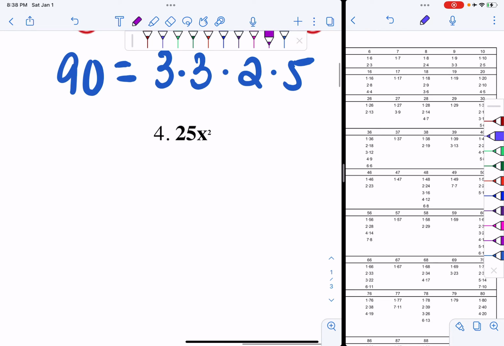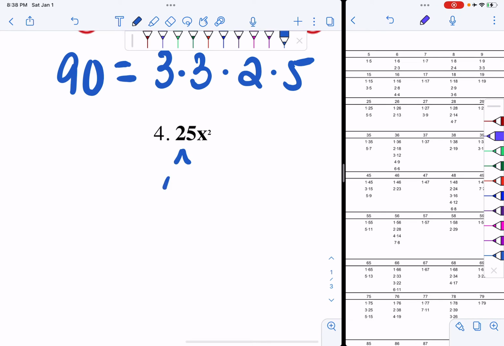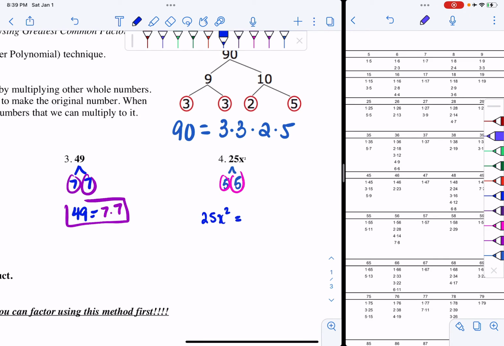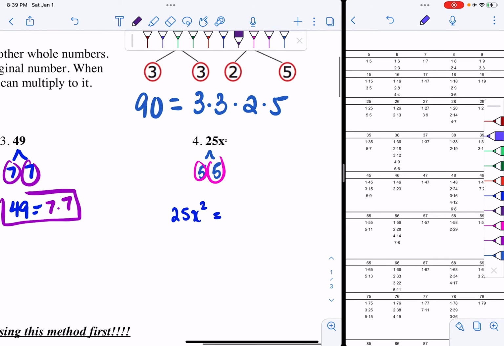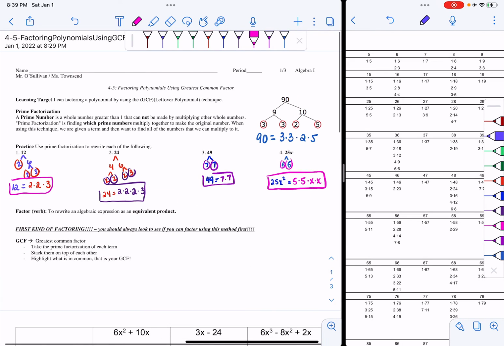Now for number 4, I have 25x squared. Do not worry about the x squared until the very end of the factor problem. So to break apart 25, I could do 5 and 5. And I can't break apart a 5 anymore, so I circle them. So I would say 25x squared is equal to 5 times 5. And now if I look, I have 2 x's because it's x squared. So I'd write this as x times x. That's how we would do the prime factorization of 25x squared.